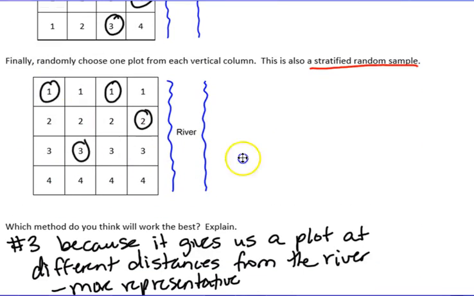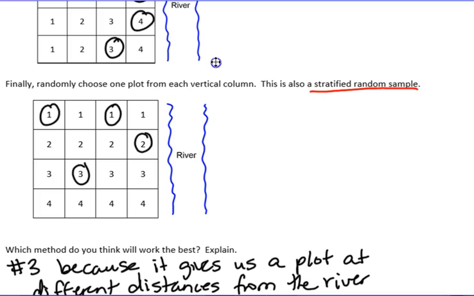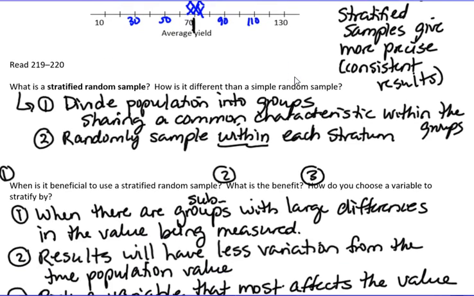Okay, so that's the common characteristic. Here the common characteristic would have been how far north or south they were on the field. That didn't turn out to be a very effective way to stratify, but stratifying by distance from the river was effective. Okay, then once you have picked the groups, then you randomly sample within each stratum, or within each group.